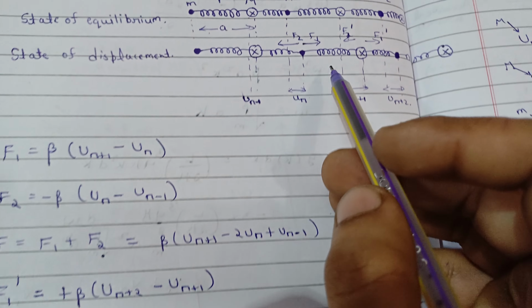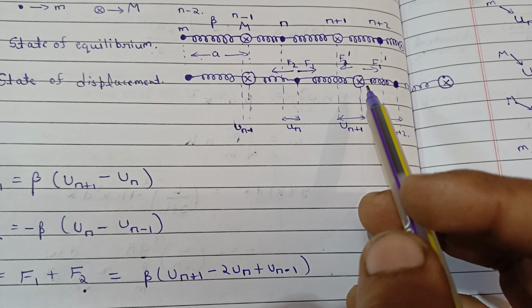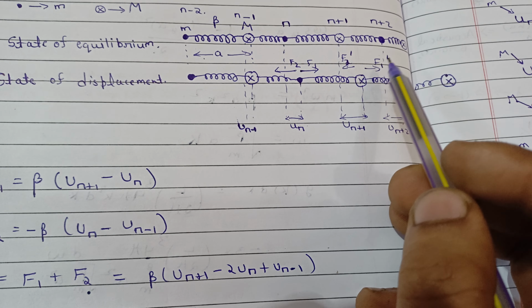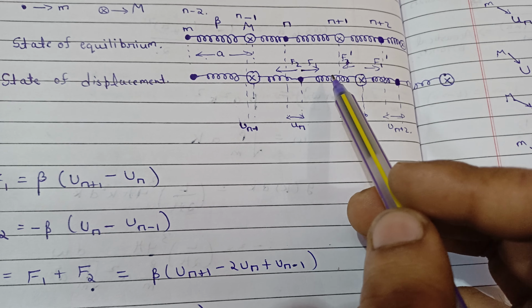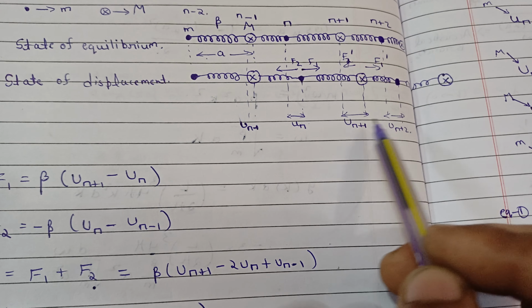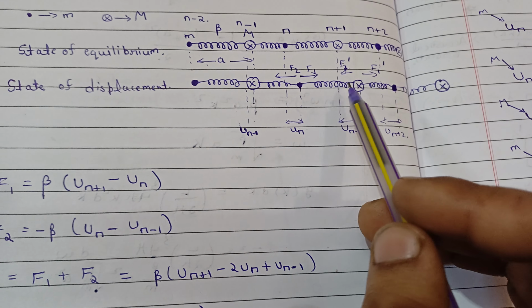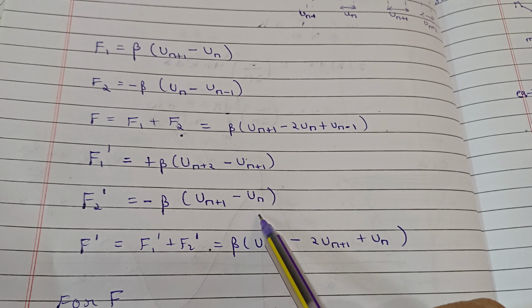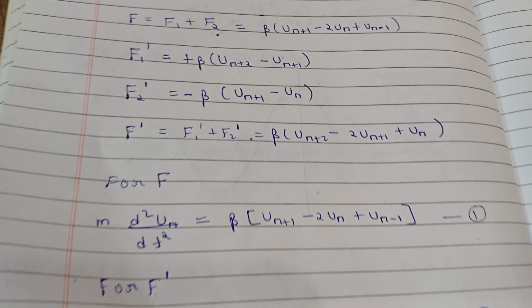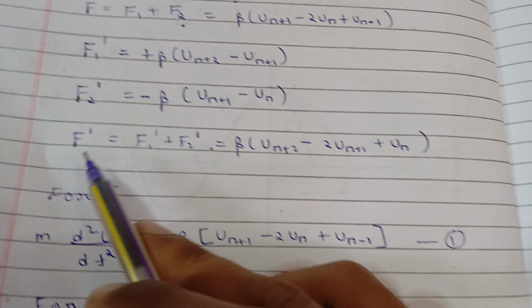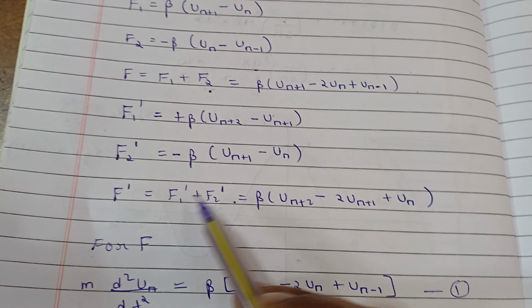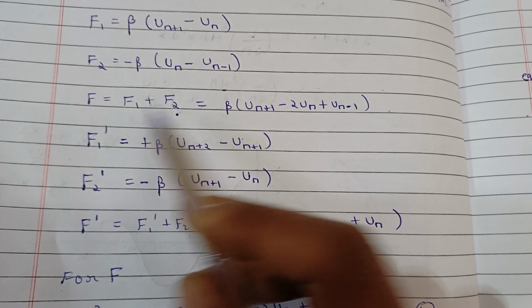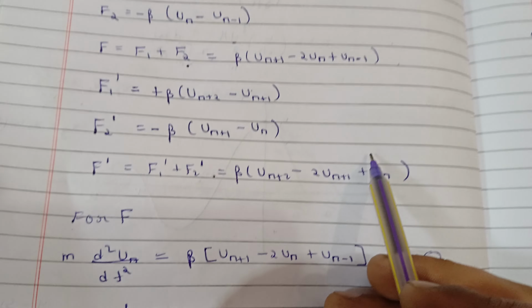Now let's consider the other particle also, because we have two atoms. This is capital M mass. We put F1 prime force like this and F2 prime force this way. For the displacement, un plus 2 minus un plus 1 gives F1 prime, and for F2 prime, un plus 1 minus un. We put it the same way: F1 prime will be this, F2 prime will be this. Hope you get how we did this. Now the total force F prime on the capital M mass will be this. So now we have these expressions: the force on small m was this, and the force on capital M was this.